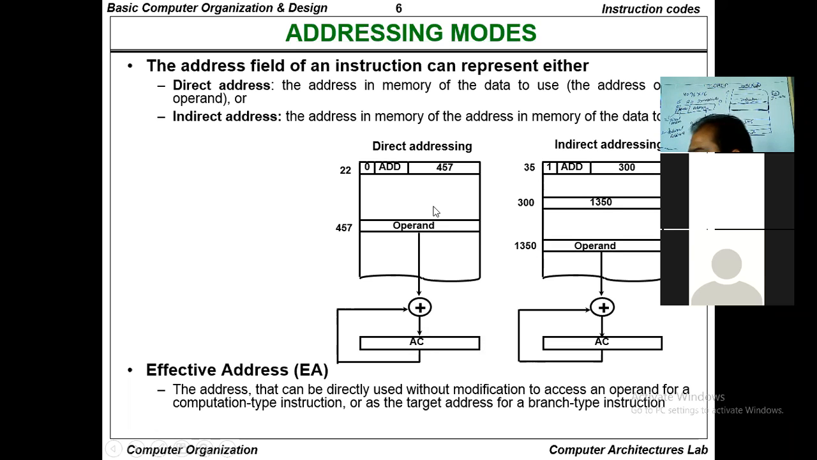इन डायरेक्ट केस 457 इज द इफेक्टिव एड्रेस। व्हाट इज इफेक्टिव एड्रेस? इफेक्टिव एड्रेस इज द एड्रेस ऑफ ऑपरेंड। ओके। In case of direct addressing 457 is the effective address and in case of indirect addressing 1350 is the effective address.